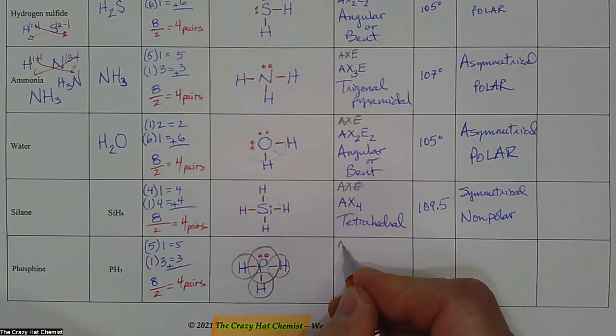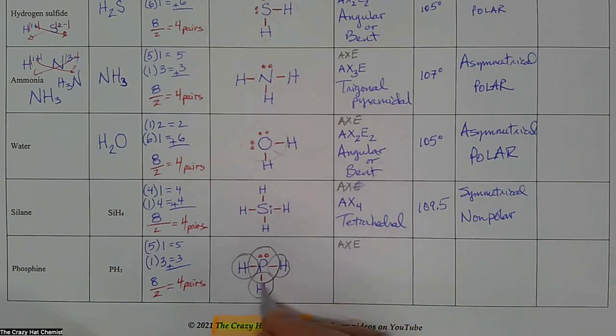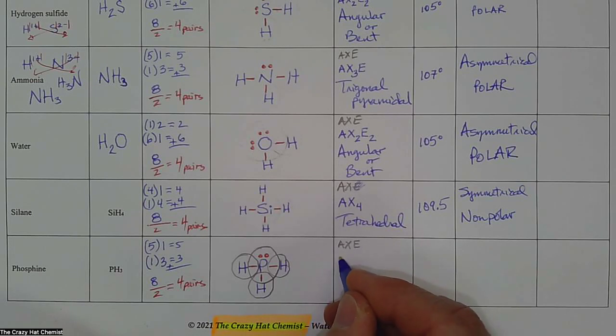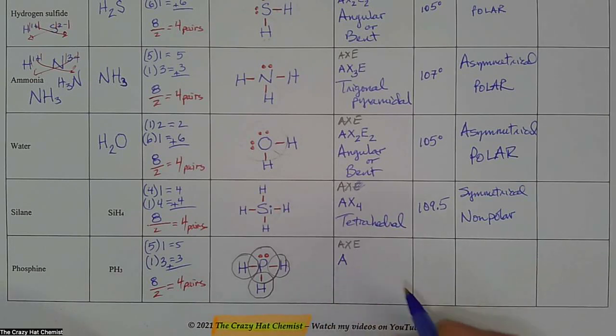But then we have to do the AXE. We could erase all that if you want to make it look nice and pretty, but I'll just leave it there for the moment. So AXE, the A is the central phosphorus. There is always and only one A. Then the X's are the bonded elements surrounding the central element. There are 1, 2, 3 bonded elements to that central element, so that means there are 3 of these. The E's are the lone pairs on the central element. So that is this.